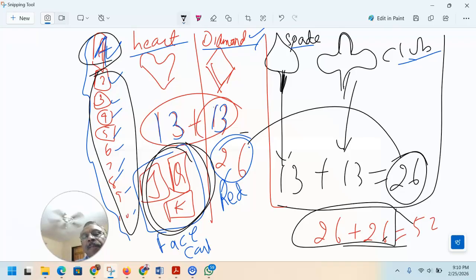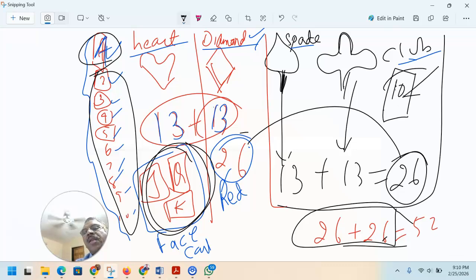Okay. And if I want to pick a card and it is a 10, there will be 4 different ones. So if it is 10, there will be 10 of hearts, or it could be 10 of diamond, or it could be 10 of spade, or it could be 10 of club.